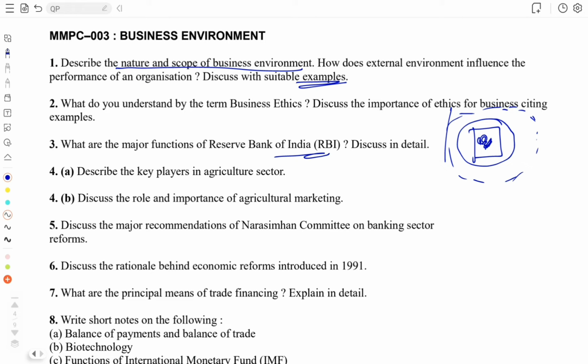Now, the next question is, discuss the major recommendations of the Narasimham Committee on Banking Sector Reform. Again, there were two Narasimham committees, and both of them are described in our textbook as well. It is important. It has been seen to be asked on and off, so there is a chance that it could come up repeatedly. But if you think that it is a bit tough for you to remember all these committees and all the reforms they've brought in, I can understand, but let us try once.